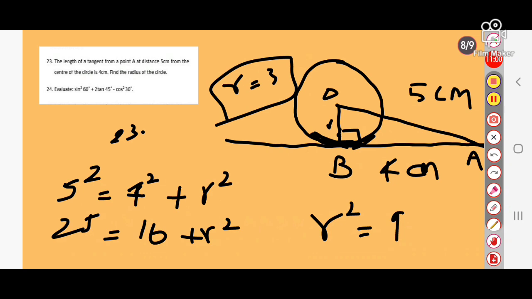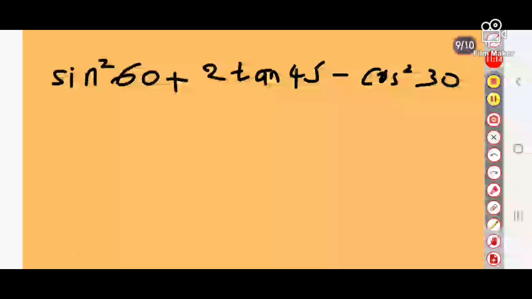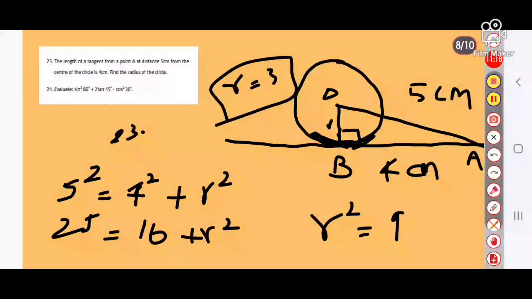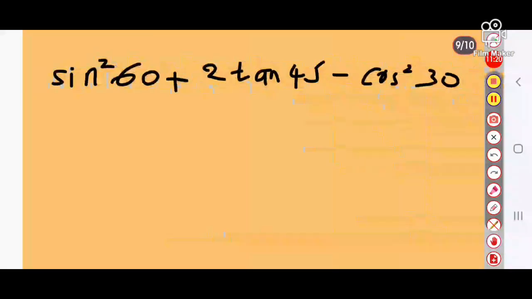Okay. 24th sum. Now evaluate sin square 60 plus 2 tan 45 minus cos square 30. Okay, so this is the question. Sin square 60 plus 2 tan 45 minus cos square 30 is what we need to evaluate.